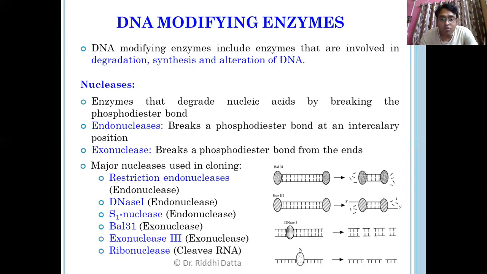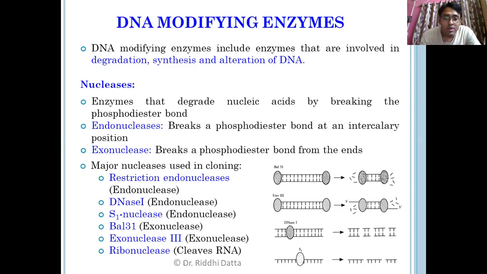So DNase 1, what is the function of DNase 1? It can chop the double-stranded DNA in the intermediate region at random sites. That means the DNA will be fragmented and we will get the DNA in multiple fragments. The S1 nuclease also chops the DNA, mainly the single-stranded DNA, at random sites, and we can get fragmented nucleotides with the help of the S1 nuclease.